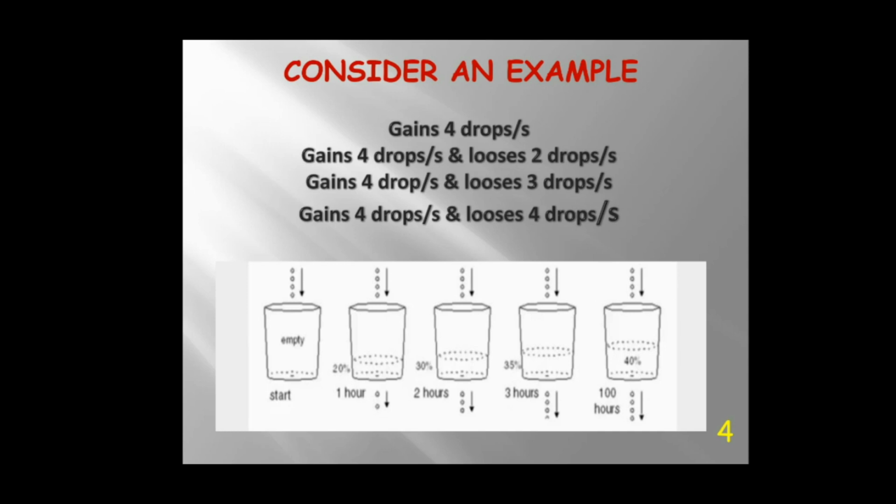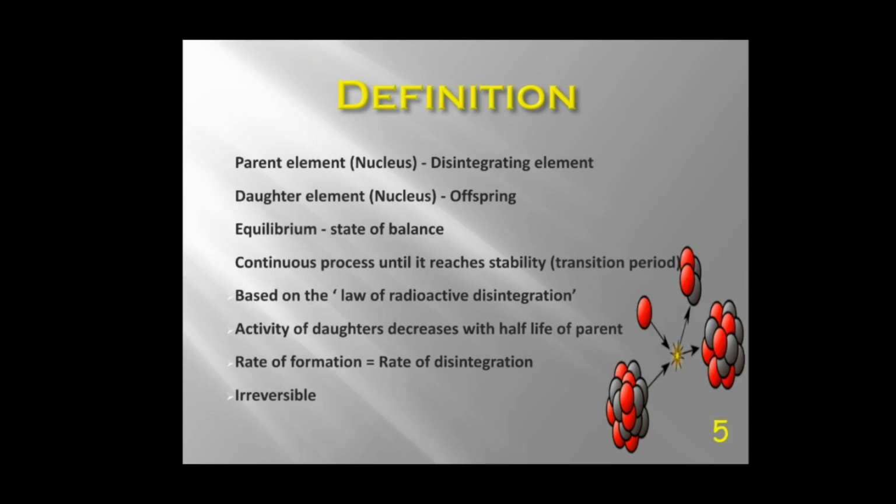The bucket is now filled to 40%, in such a manner that the rate at which water is collected is equal to the rate at which it leaves the bucket. Here it is 4 drops per second. So we can understand that an equilibrium state can only be obtained after a certain amount of time, here 100 hours. For a radioactive element, it takes about thousands of years to reach the equilibrium state.